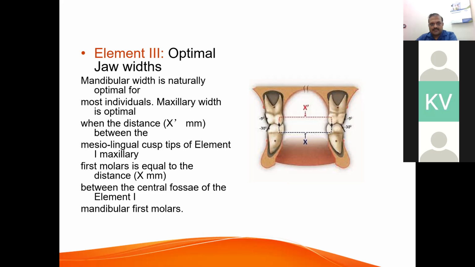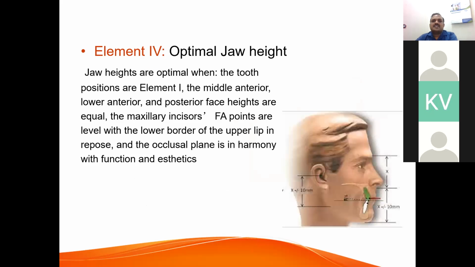Element 3. Element 4 is the ideal jaw height. Anterior and posterior height should be ideal, and the teeth are positioned in the element 1 relationship. It is the element 4.